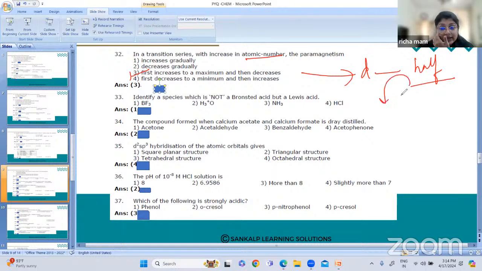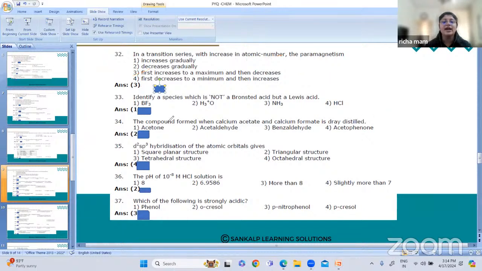Once the next electron comes, it will start to pair up. So as it starts to pair up, what will happen to the paramagnetic behavior? It goes on decreasing. So first it increases and then it decreases. So option number three. Okay, let us go for the next one.